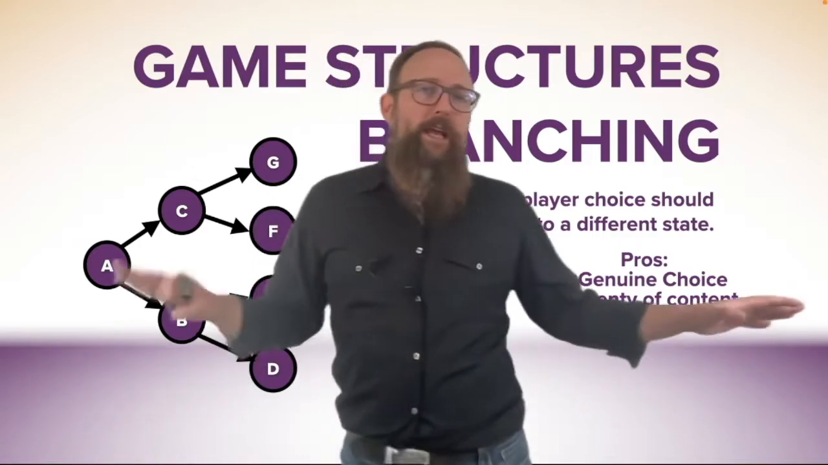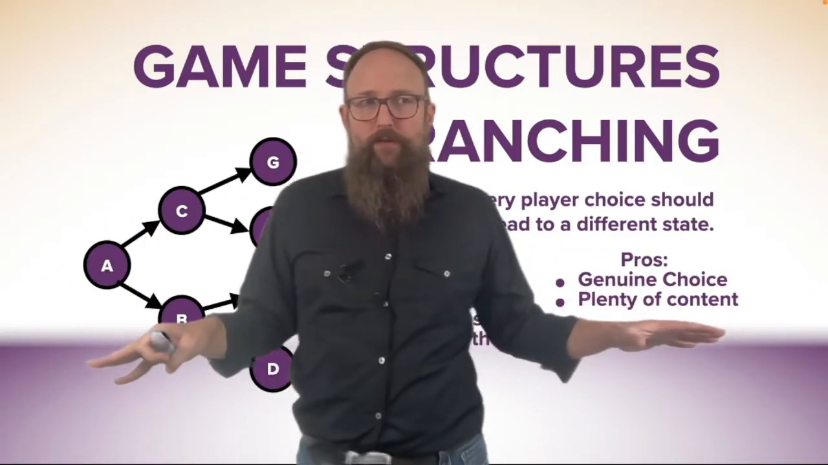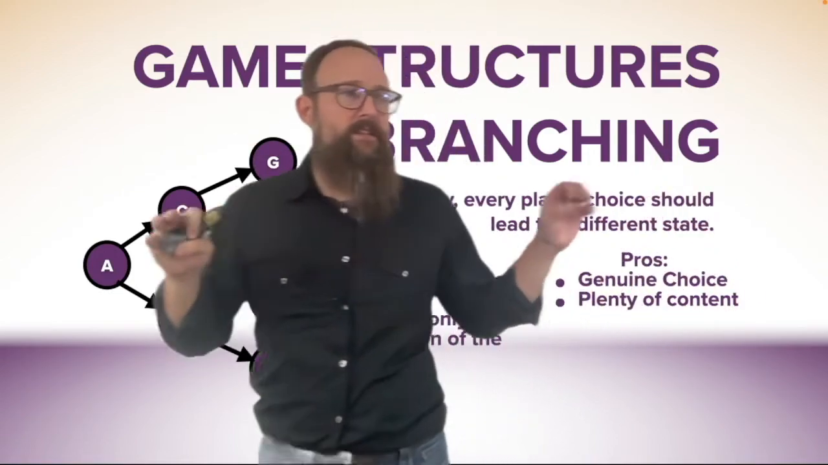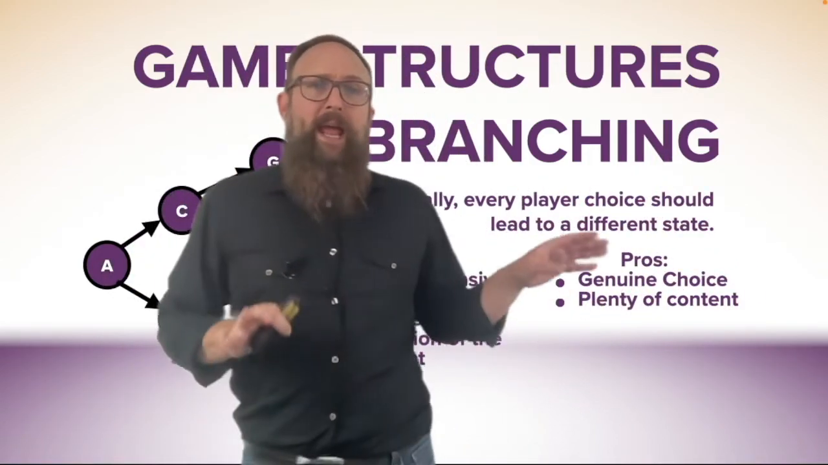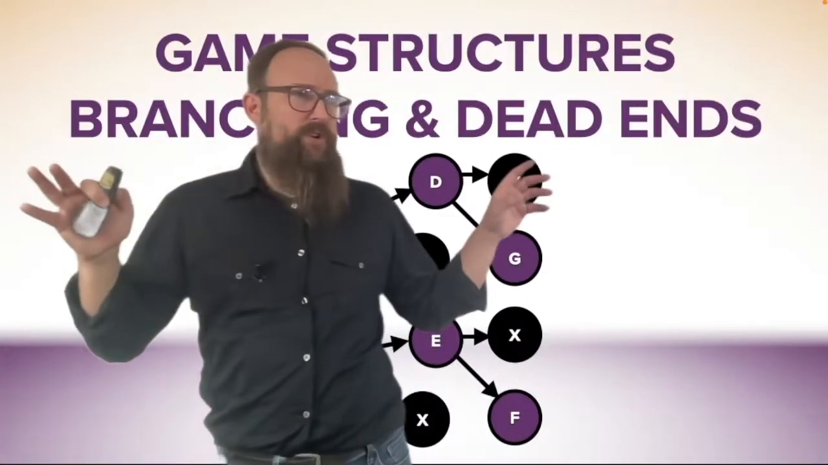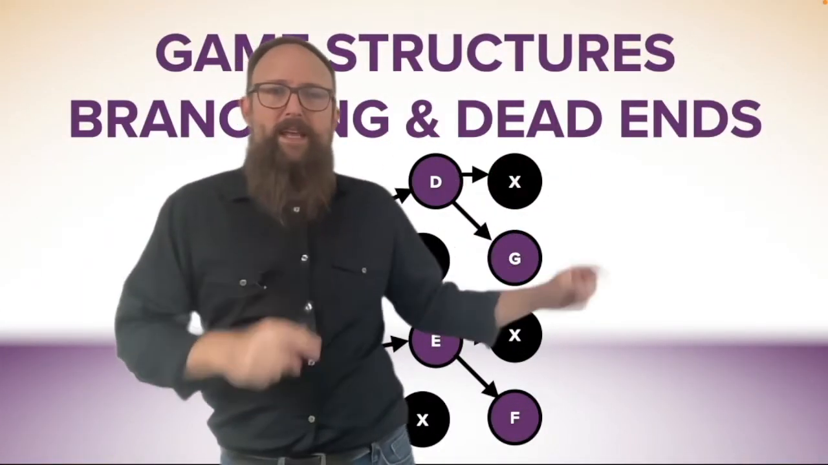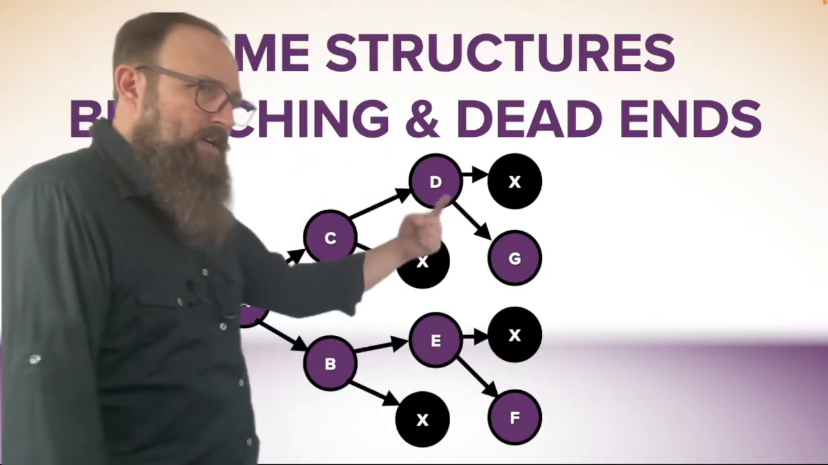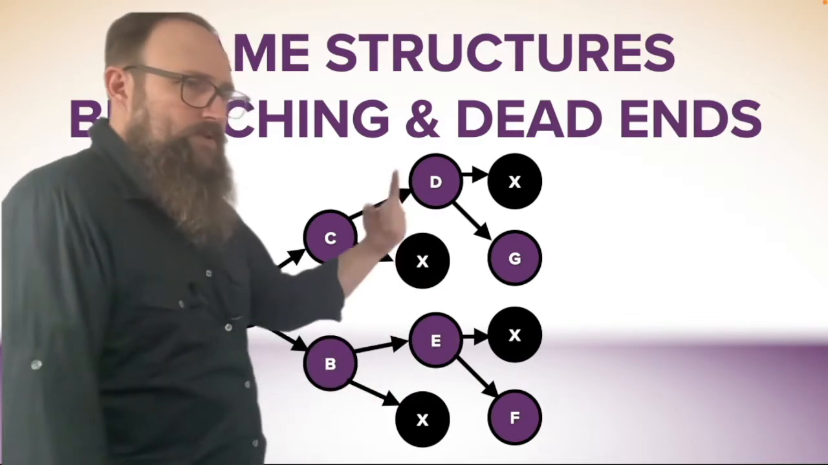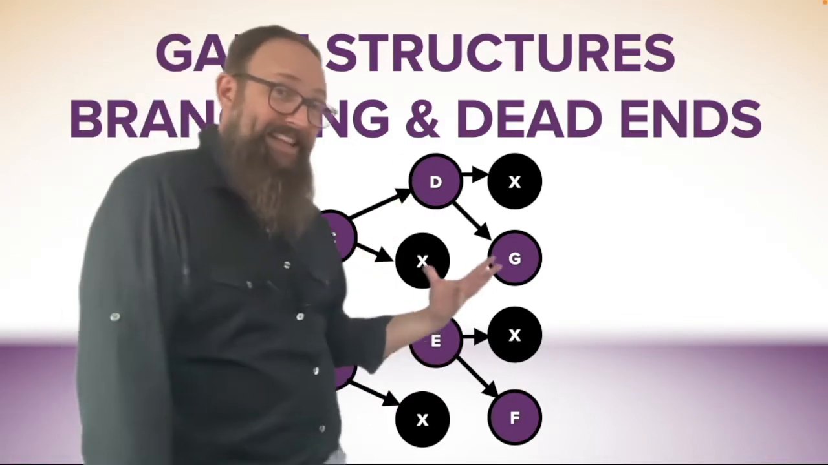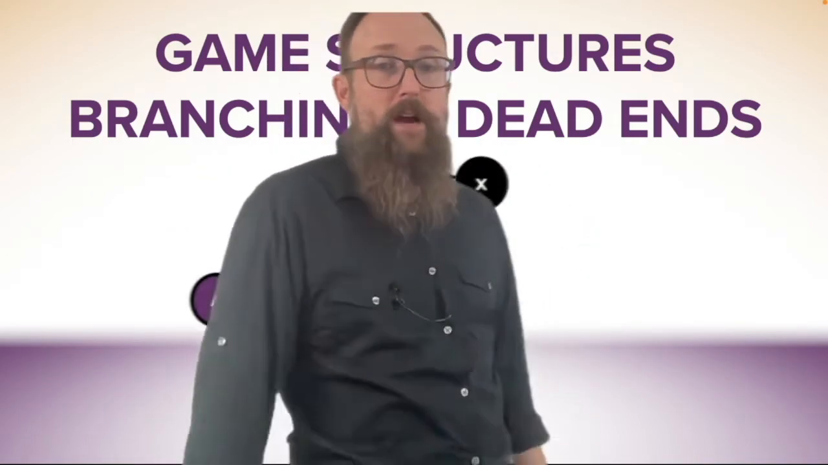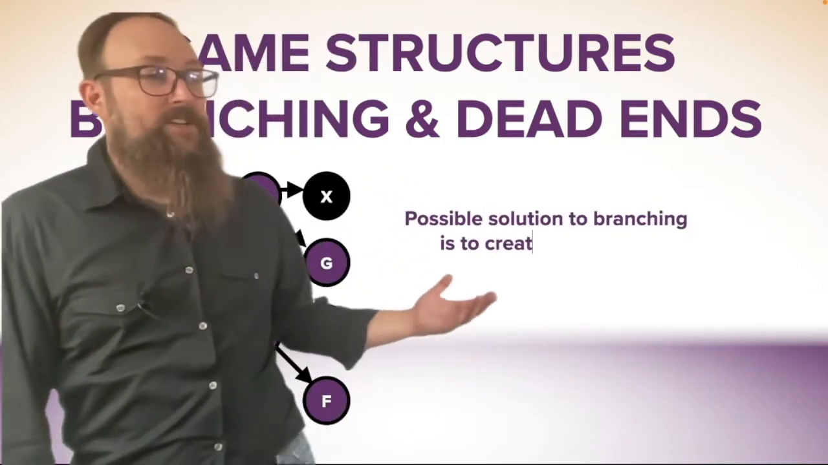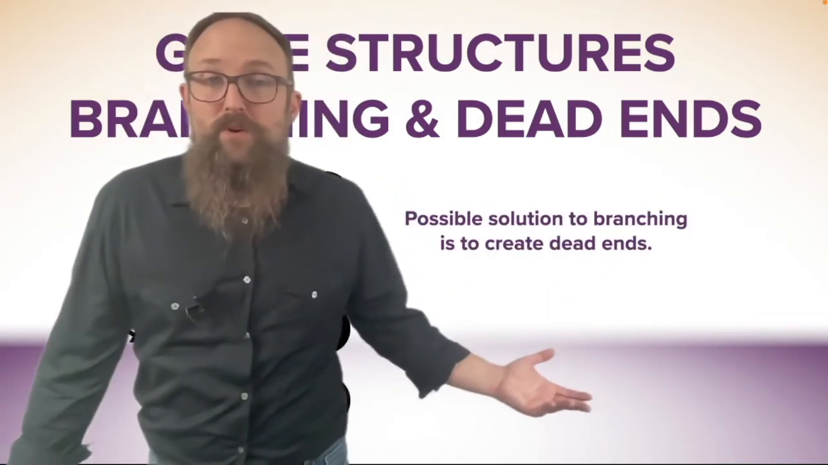Now, there is a middle ground between the fold-back structure, the linear structure, and this branching structure. And what we call it is game structures. We have a branching with dead ends. So you'll see that, in this, players may take a number of choices, but one of those choices or multiple choices will end the game. It ends. Sorry, it's come to a dead end. Now, this solution does create dead ends, which has its pros and cons as well.